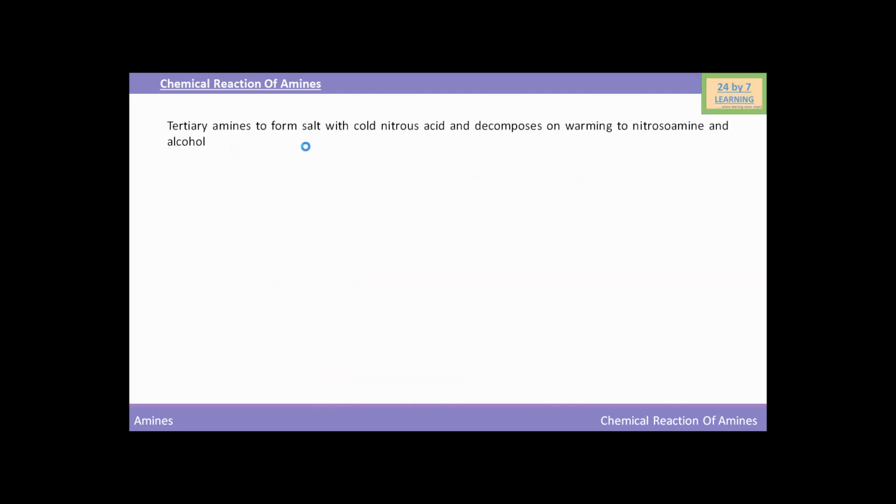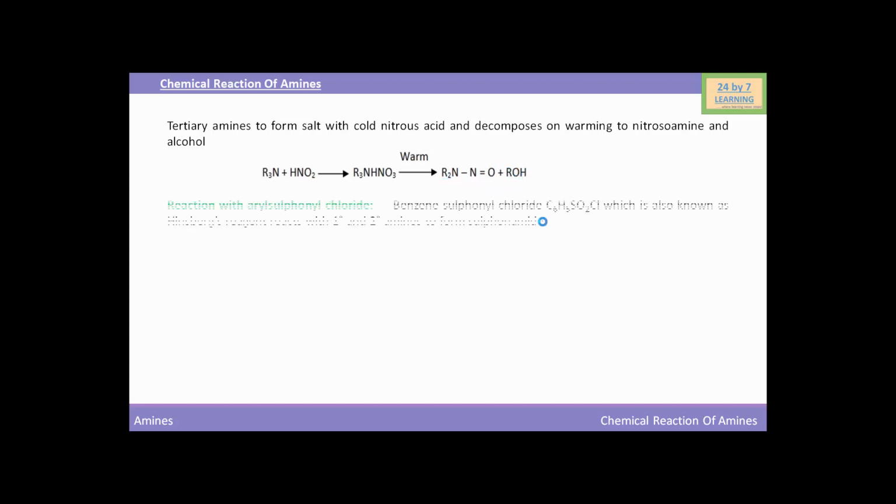While the tertiary amines react with nitrous acid to form a salt in cold, and further decompose on warming to nitrosamine and alcohol. Here is the reaction. R3N, that is tertiary amine, when it reacts with HNO2, that is nitrous acid, then it will form R3NHNO3, that is a salt, which further on warming will form R2NNO, that is nitrosamine, and ROH, that is alcohol.